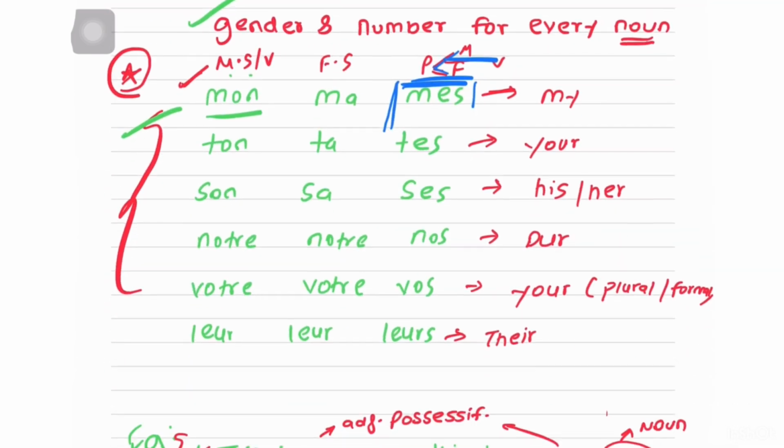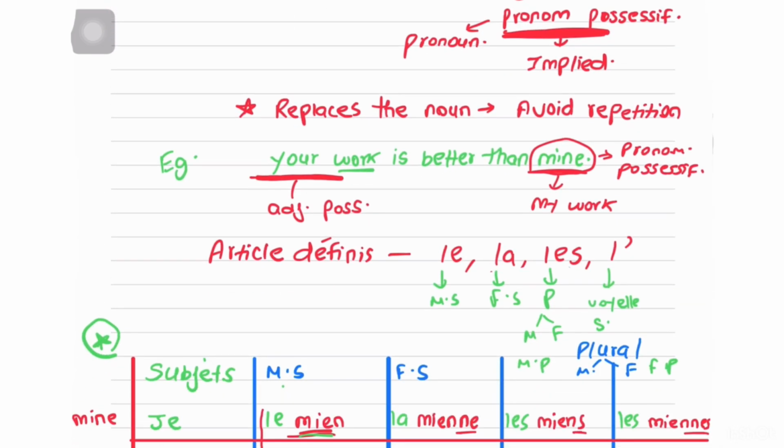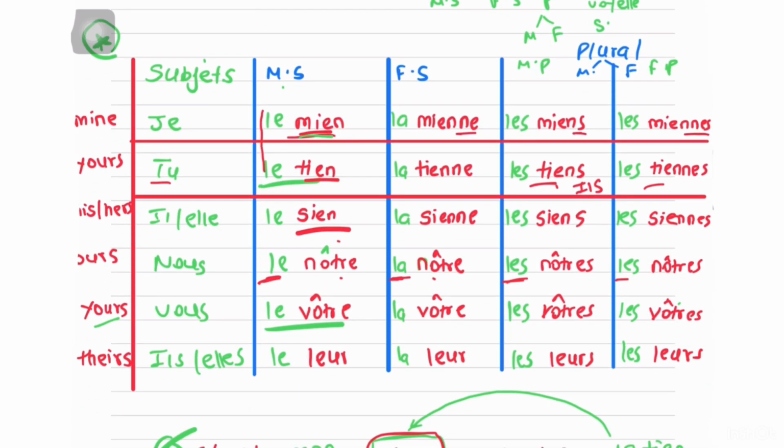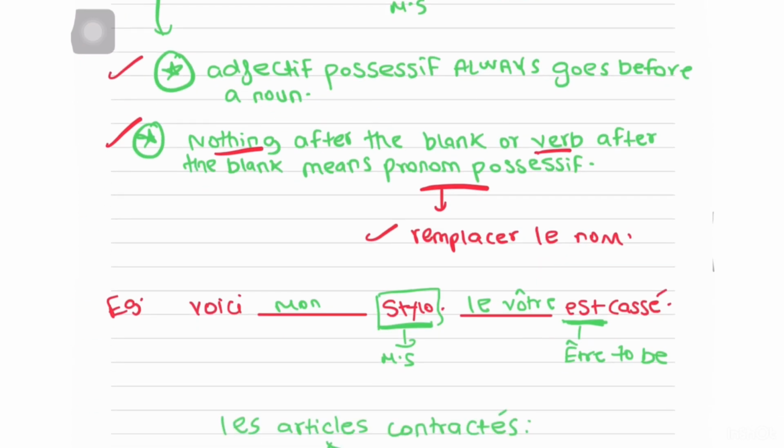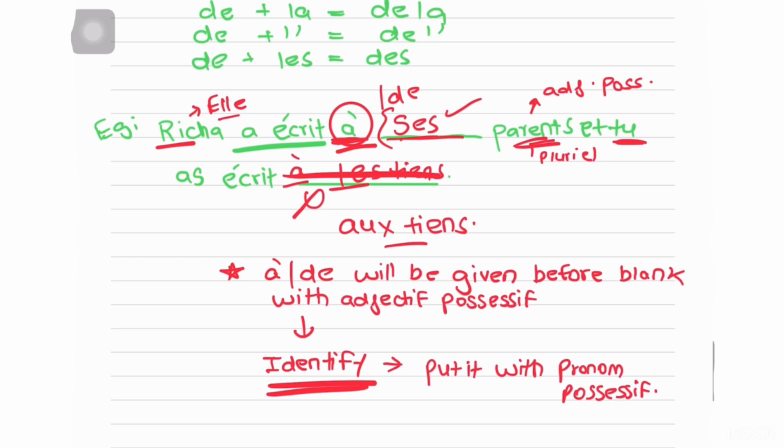It's extremely simple. Once you understand what adjectif possessif is, this is only the extension of it. Okay, just a little more details. You need to know this table. That's important. You need to know what happens when article contracté is there, and you need to know how you do mixed exercise. That is adjectif possessif and pronom possessif mixed. I've already given you the indications which will help you understand where to put what. I hope it is clear to you.